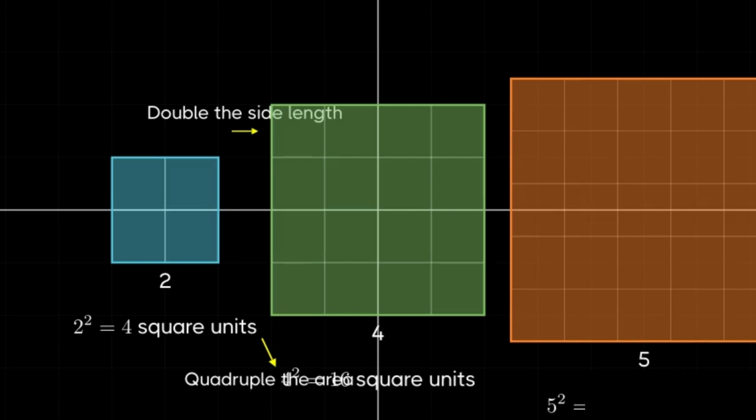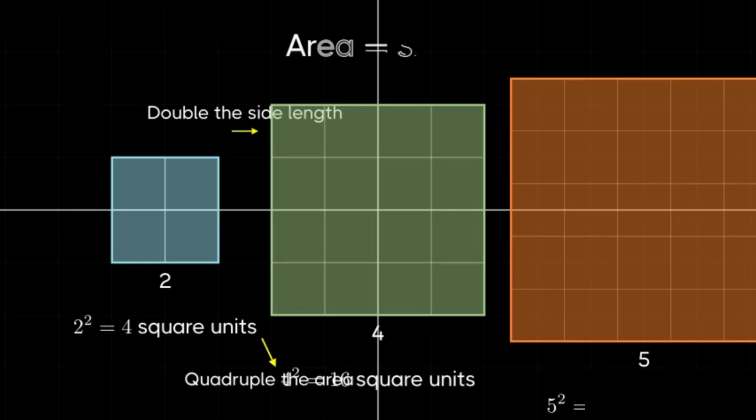Looking at all 3 examples, we can see a clear pattern. For a square with sides of 2 units, the area is 4 square units. For a square with sides of 4 units, the area is 16 square units. And for a square with sides of 5 units, the area is 25 square units. In each case, we're finding the side length squared.